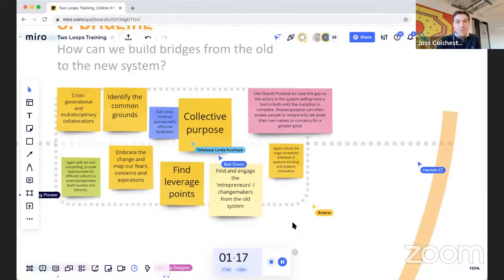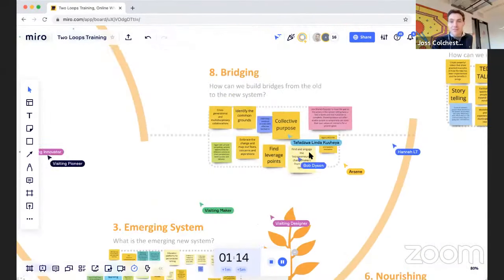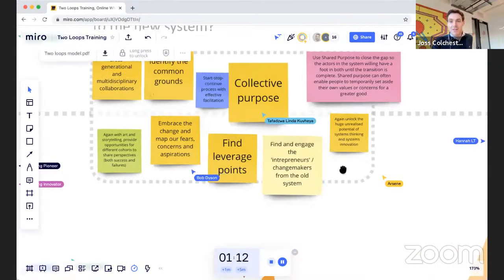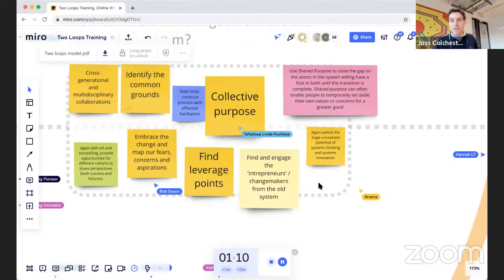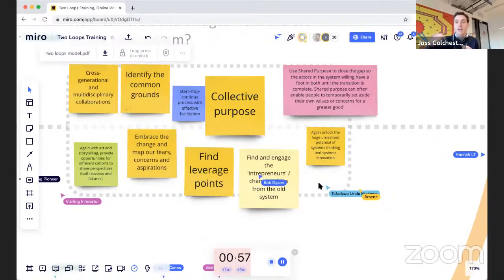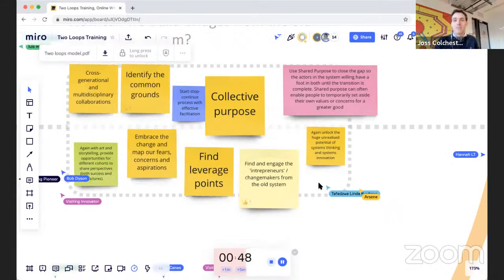Does everybody know what an entrepreneur is? A person who is an entrepreneur creates new things outside of the existing system. These are people working as entrepreneurs and change makers inside existing organizations. So it's a good one, right? They're probably connecting with new entrepreneurs and new ideas outside, and bringing them inside the organization, trying to change it from the inside out.